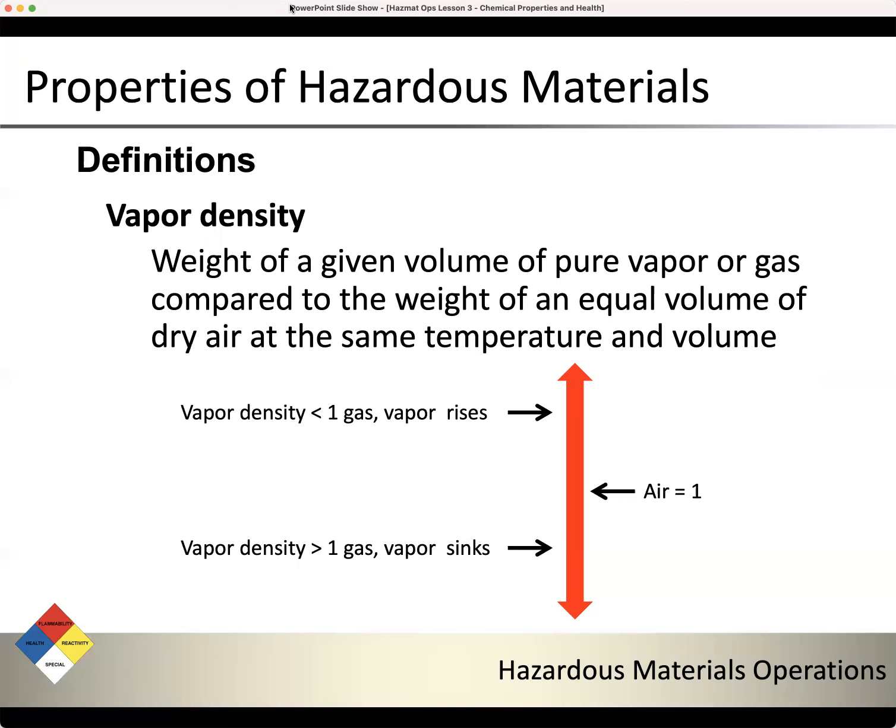If the vapor density is less than the number 1, so anything less than 1, the vapor will rise. Air has no unit to it. Air just has a vapor density of 1, because remember, this is a comparison, so we can set any point we want. Air, we give a number of 1. So anything less than 1, the vapor will rise. If it has a vapor density greater than 1, it will sink. So for example, methane has a vapor density less than 1.